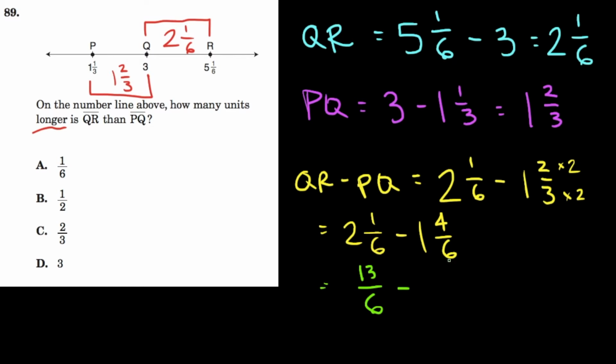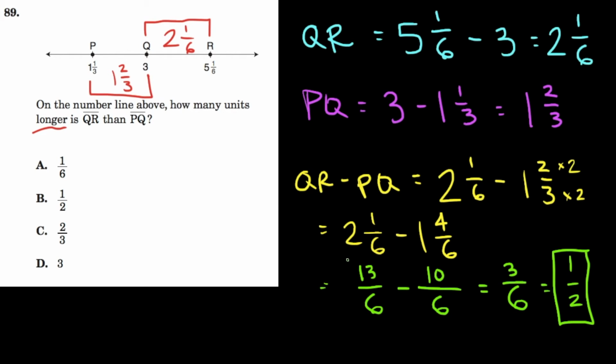1 4/6, let's look at it. 6 times 1 is 6, plus 4 is 10, so 13/6 minus 10/6. Sixths. So that would be 3/6, which is equivalent to 1/2. And that is answer choice B.